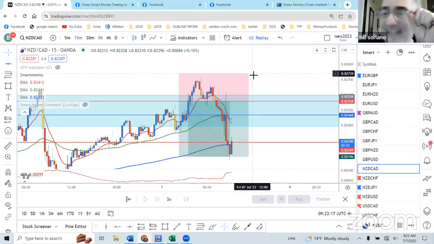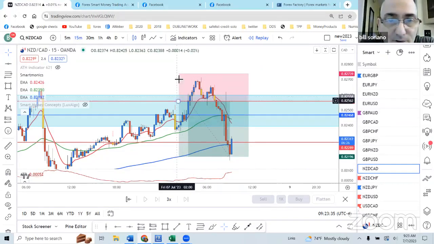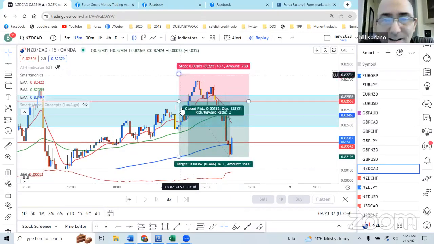But the key point, and nobody teaches this, nobody drives this home, is that you're able to get out of your trades once you're up 2 times your risk, right? And you have to use pips to determine that. You're using pips to determine that.